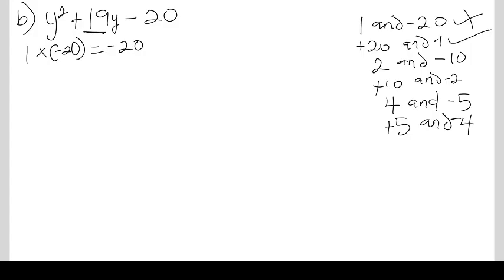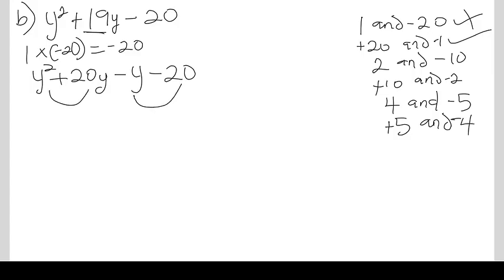So I'm going to be writing the question again, replacing now. So we have y squared. Instead of writing plus 19y, I'm going to be writing plus 20y, then minus y. I'm not going to be writing 1y, so minus y, same thing as 1y. Then I'm going to be writing minus 20. So that's the step. I'm going to be grouping them into 2, which is y squared and 20y. At the same time, minus y and minus 20.